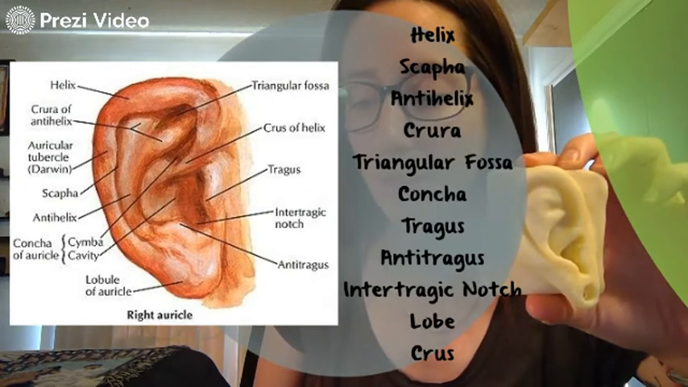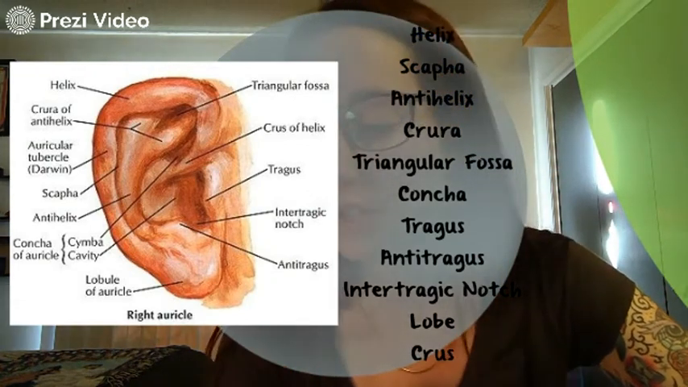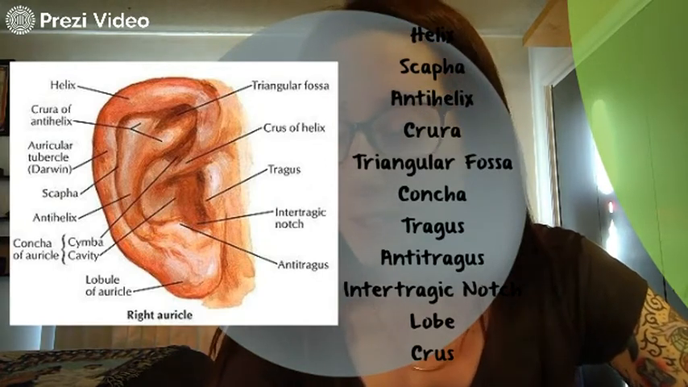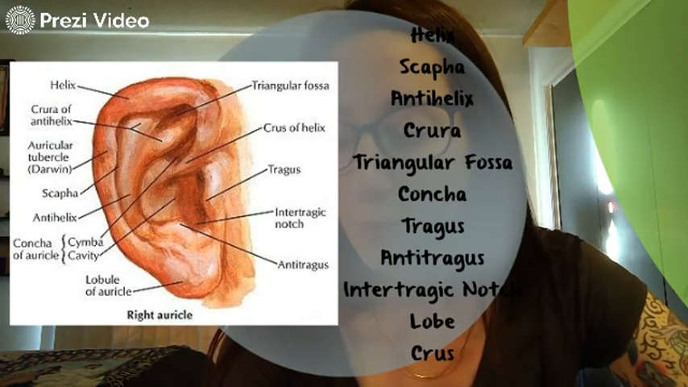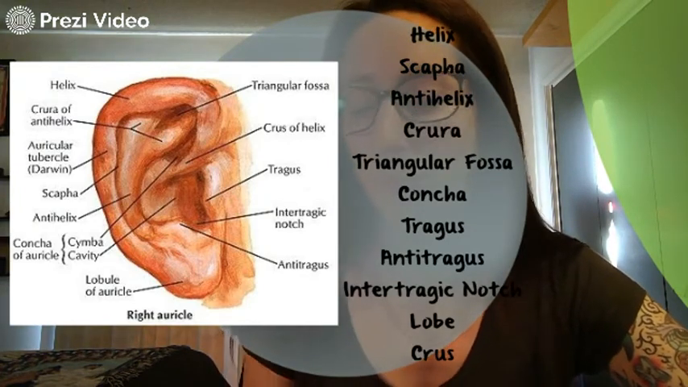The scapha is the fossa between the inner and outer rims of the ear. It is the shallowest depression of the ear. The antihelix is the inner rim of the ear, which starts at the superior border of the lobe and continues upward until it ends by becoming the crura.